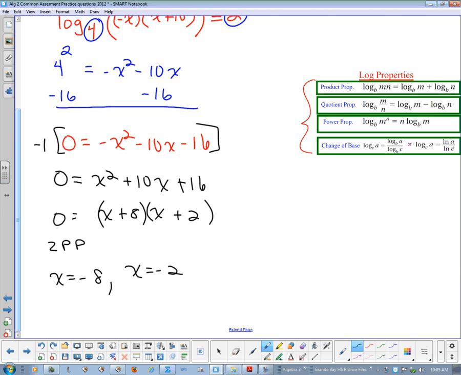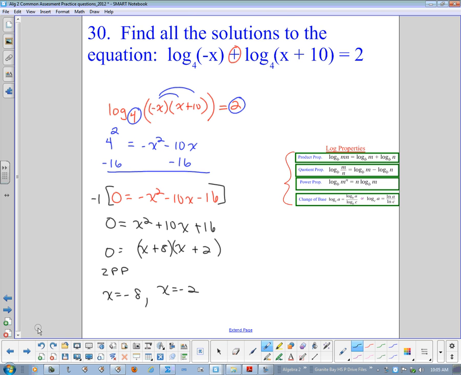Now always check for extraneous solutions with these. Always check for extraneous. So take a look at the entire problem. When I plug in a negative 2 or a negative 8, does that produce a negative when you're taking a log of it? No, it does not. Both of these are going to be answers: negative 8 and negative 2. Log base, answer, exponent. Right? Moving ahead.